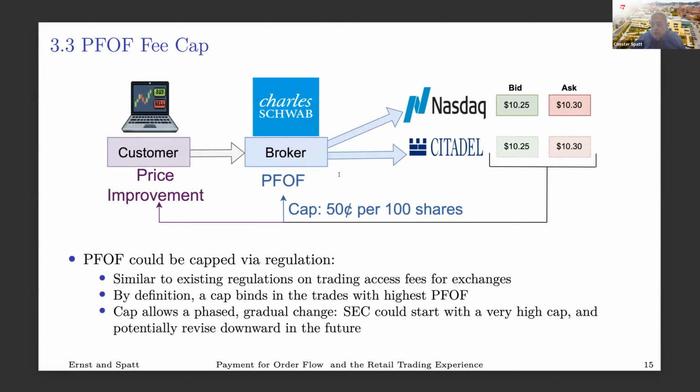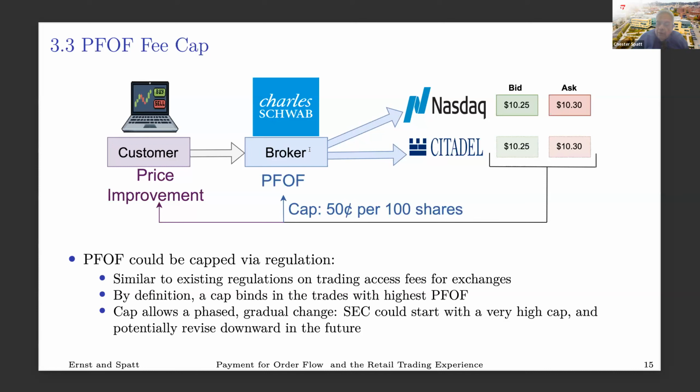So finally, with respect to the payment for order flow, we're suggesting that the SEC consider the possibility of capping these fees, similar to the current cap on trading access fees for exchanges. By definition, of course, a cap binds in the trades with the highest payment for order flow. There are a couple of advantages of a cap. First, it would put on a more equal playing field the issue of payment for order flow between the equity markets on the one hand and the option markets on the other.